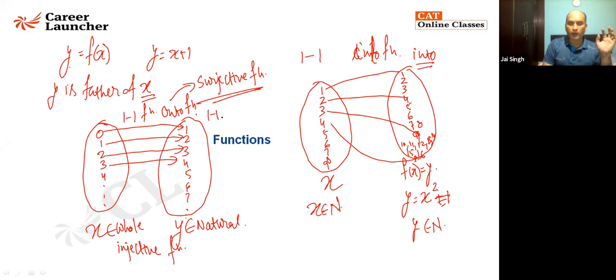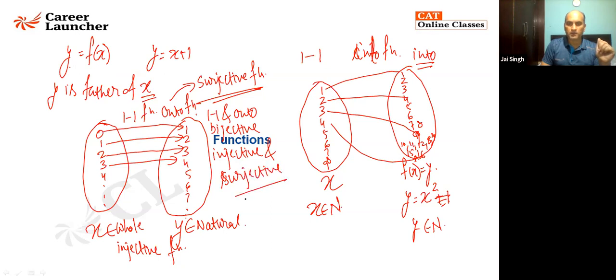The function which is one to one and onto both, for example if you are talking about this, it is both one to one and onto. This is known as bijective because it is both: it is an injective one-to-one function and it is an onto function, which is known as surjective. I hope it is clear to all of you now. So a function which is one to one and onto is known as a bijective function.